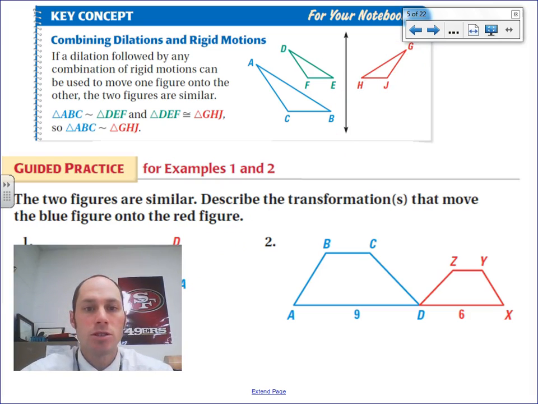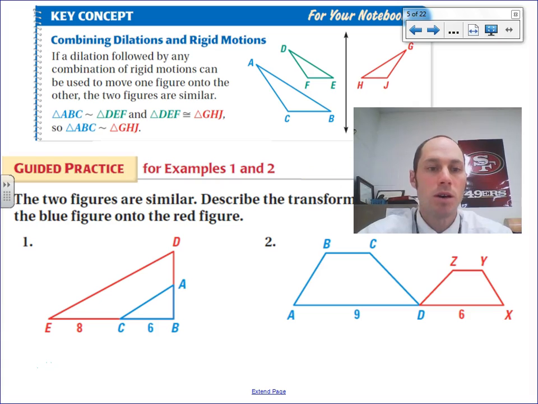So take the time now to take a look at these figures below and determine if they are similar. So pause the video and restart it when you're ready.